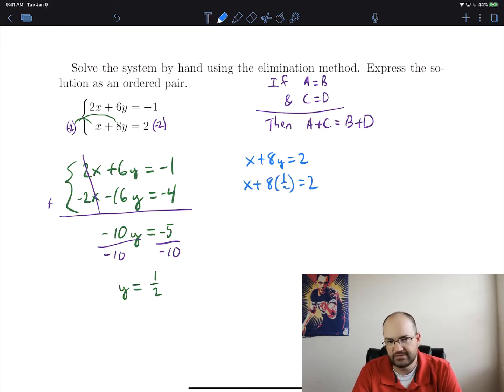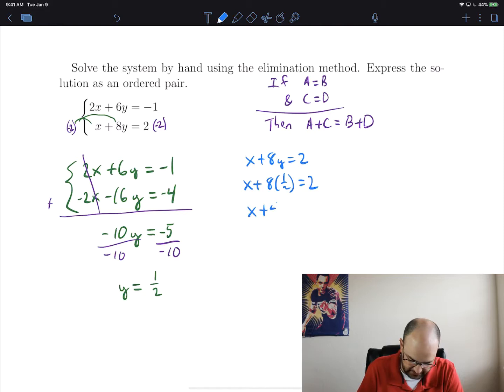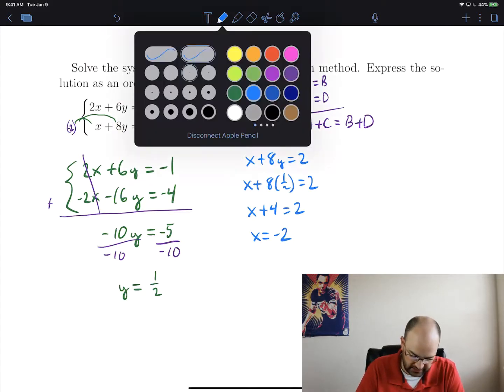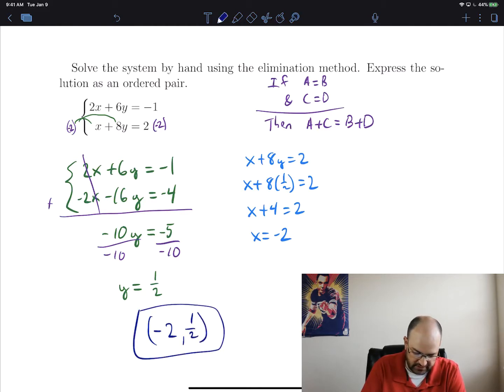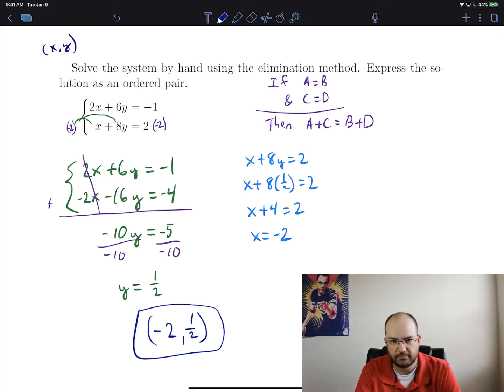And then 8 times a half is just asking what's a half of 8, basically. So what's a half of 8? Well, that's 4. So it gives us x plus 4 equals 2. Subtract the 4, so we get x equals -2. And what that tells me is that the solution here is actually -2 comma 1/2. And notice that you have to have parentheses around this because coordinates are always in the form of x comma y with parentheses around them. Excellent.